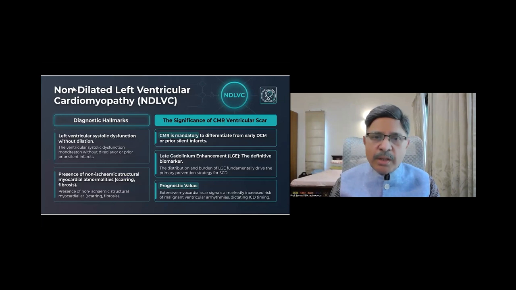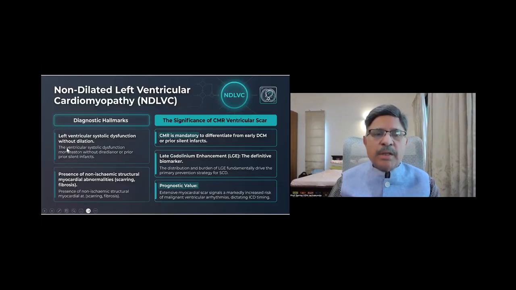Now, the third entity is NDLVC. This is a new entity, non-dilated left ventricular cardiomyopathy, NDLVC. We have given the green code for that.